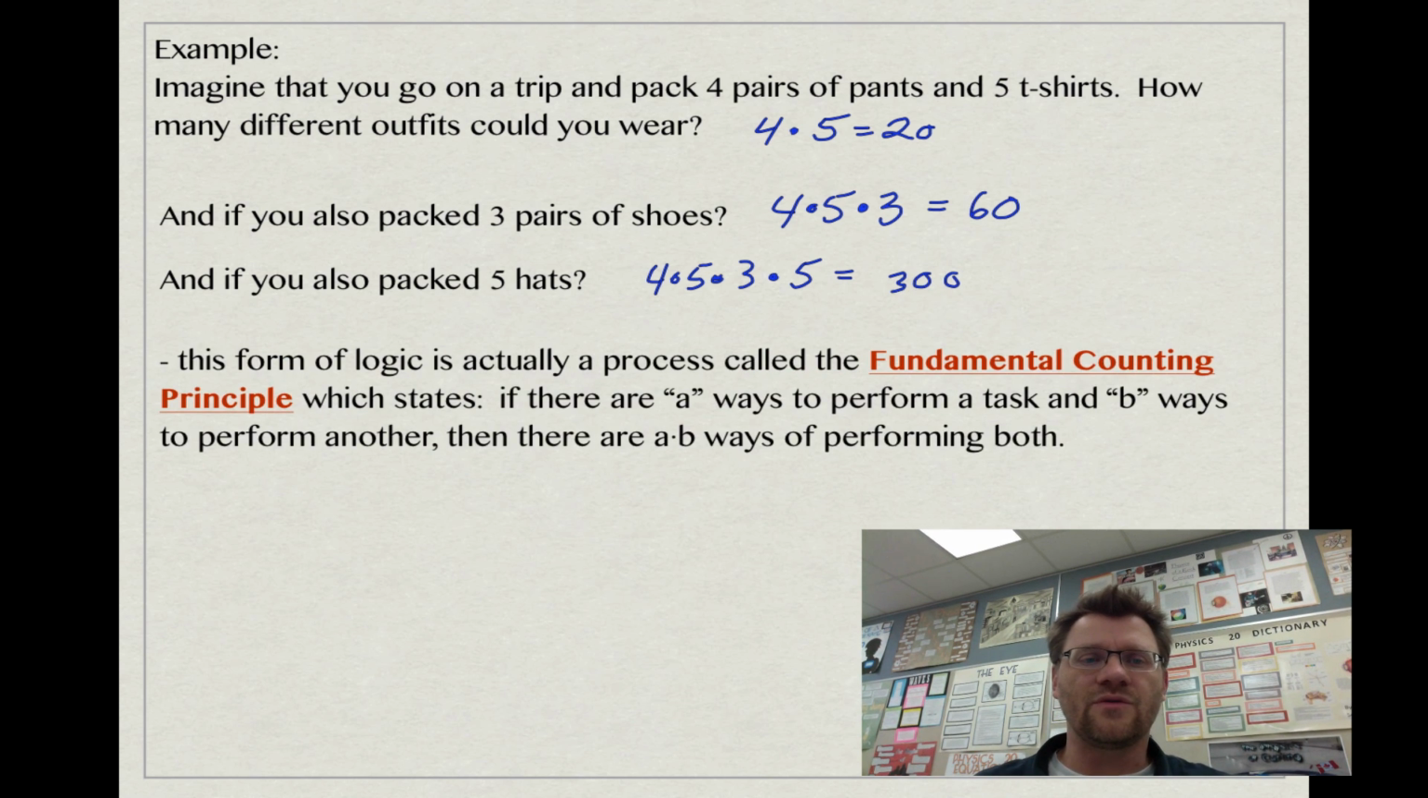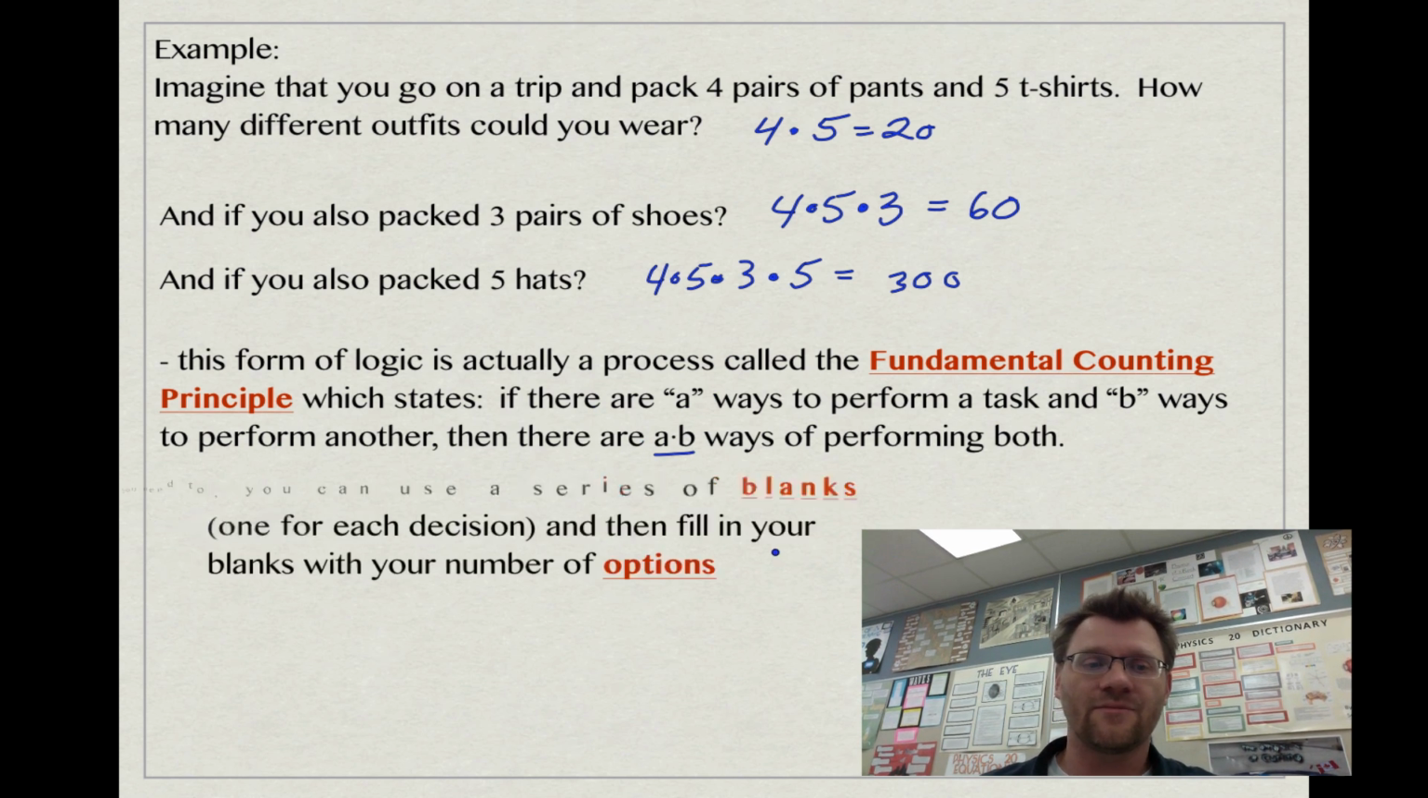So what we just used is this form of logic, which is actually a process called the fundamental counting principle, which states that if there are A ways to perform a task and B ways to perform another task, then there are A times B ways of performing both. You just have to multiply those things together.